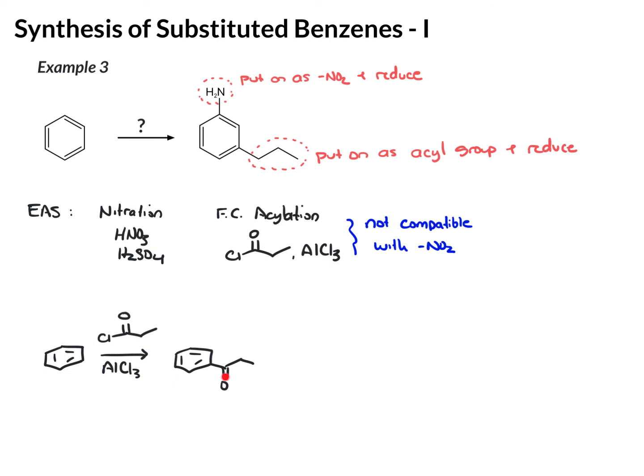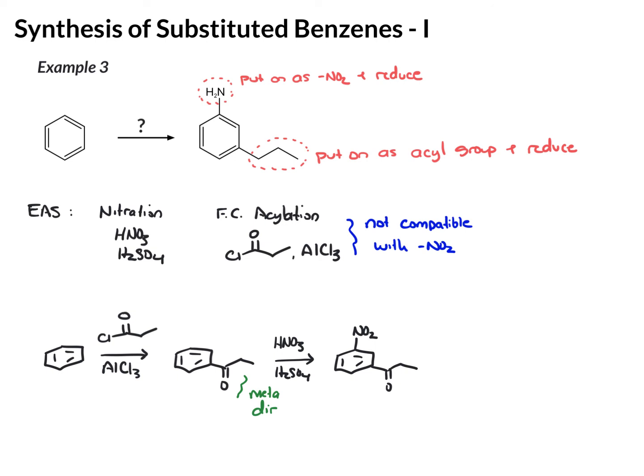Now we're going to want to reduce this to get the propyl group. But once this becomes an alkyl group, that will be an ortho-para director. We need this nitro group meta, but right now it is a meta director because it's a carbonyl. So right now is a good time to do your nitration. So we have these two groups on. We need to do the reductions.